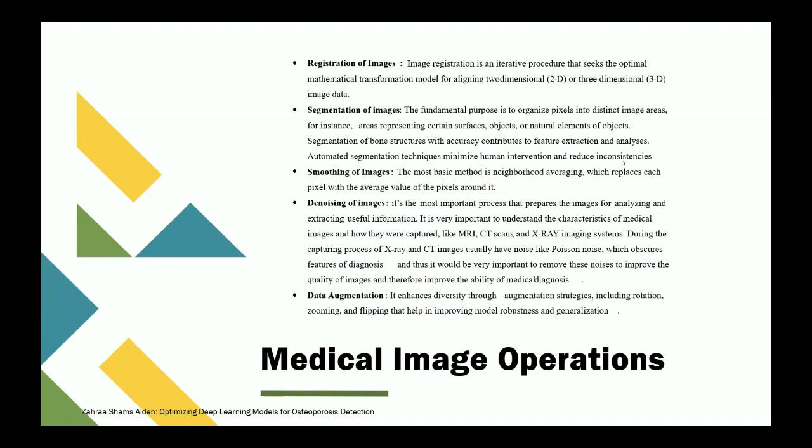Since we are using MRI, CT scans, or X-rays, there are many noises that can appear during the capture of these medical images. These noises, called Poisson noise, obscure the features of diagnosis. Thus, we need to use denoising of the images to be able to use them more efficiently in machine learning models. Data augmentation is also important. It enhances diversity through strategies such as rotation, zooming, or shearing of the image to help improve model robustness and generalization.